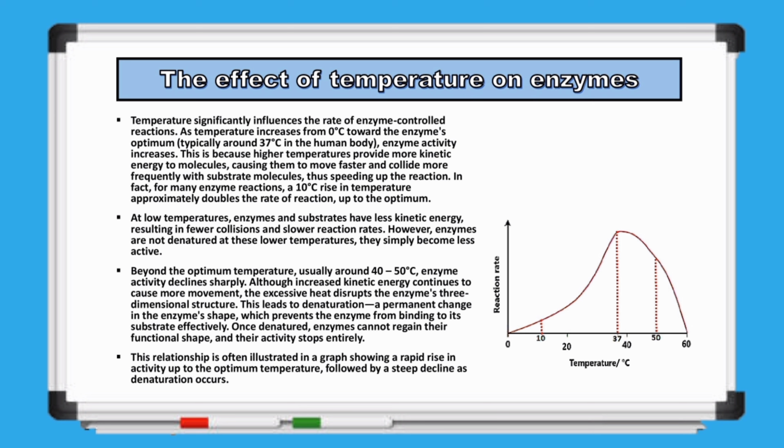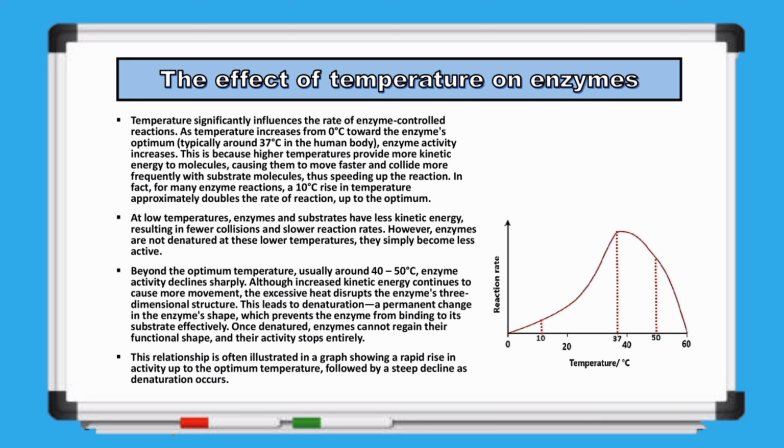As temperature rises from around 0 degrees Celsius up to the enzyme's optimum, which is typically close to 37 degrees Celsius in the human body, the rate of enzyme activity increases. This is because the added heat gives molecules more kinetic energy, causing them to move faster and collide more often with substrate molecules. These increased and more forceful collisions result in faster reaction rates.